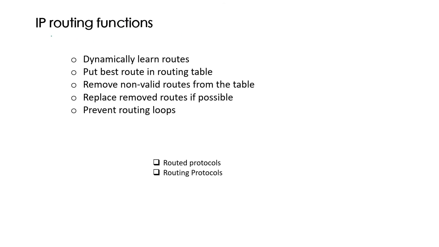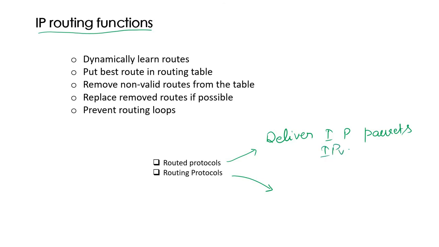So these are the basic IP routing functions. What does an IP routing protocol actually do? Before the routing tables, let me tell you what routed protocols and IP routing protocols are. Routed protocols are used to deliver IP packets, and that is done via the Internet Protocol, IPv4 or IPv6.